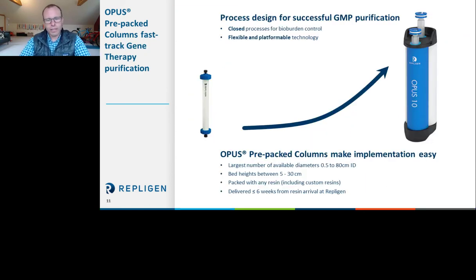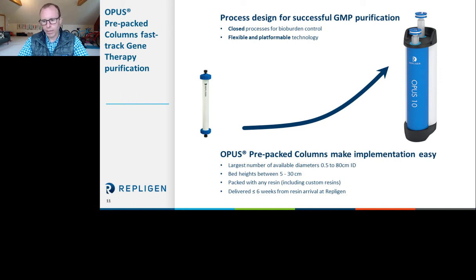And so when we talk to customers about what will make their GMP purification successful, we commonly hear these two top items in the gene therapy world. One, closed processes for bioburden control, and two, flexible and platformable technology. That means that we can use the same column type, no matter what the resin size, and we have the ability to configure different bed heights, resin types, diameters, etc.